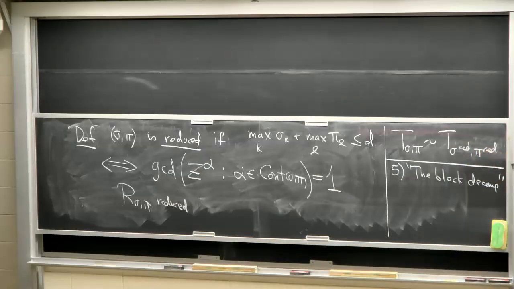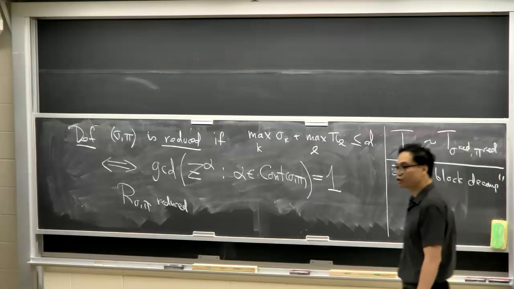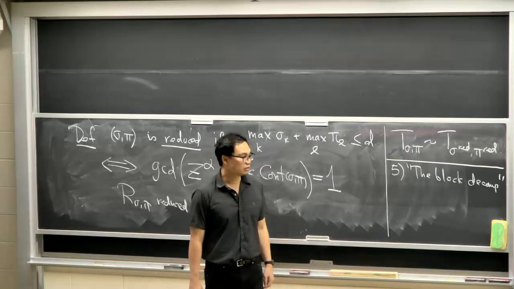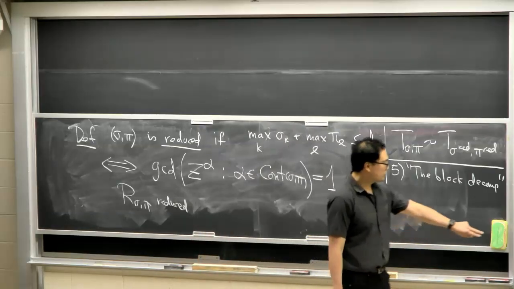Yes. Because basically, if you give me sigma pi, just look at the greatest common divisor. You just divide that out. There's no confluence type issue, it's well-defined. Okay, block decomposition.